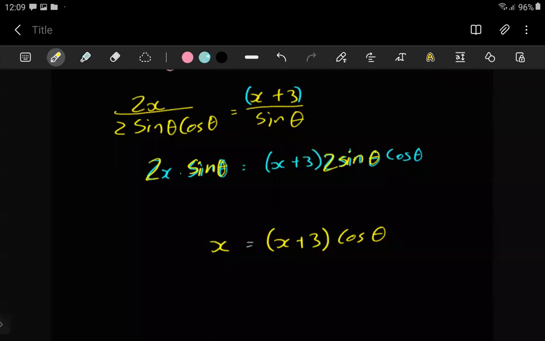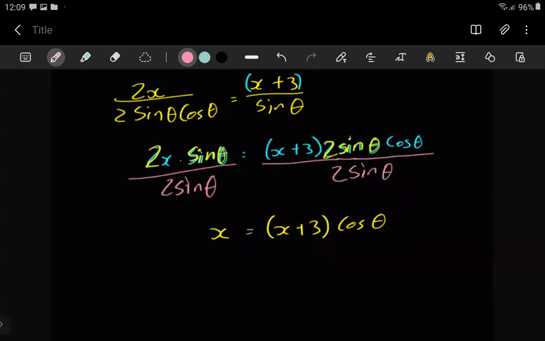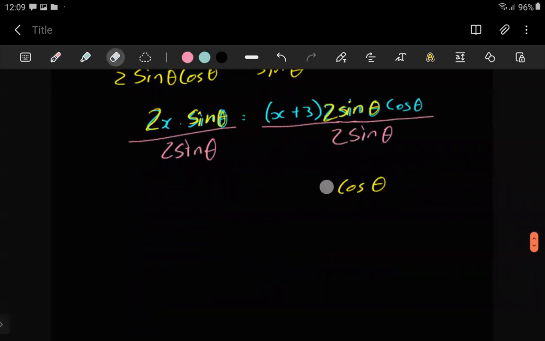You see? So we can divide by 2 sine theta on the left, 2 sine theta on the right. What's going to happen now is that the 2 cancels the 2, the sine theta cancels the sine theta. The 2 sine theta cancels the 2 sine theta. And then we have x on the left. This is equal to x plus 3, and then cos theta.